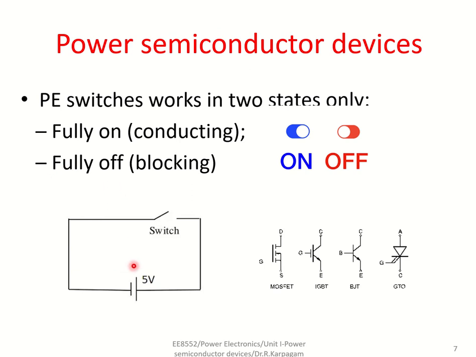Depending upon the biasing applied to the respective junctions of power semiconductor devices, it operates in conduction mode and blocking mode. Conduction mode is said to be the on state, and blocking mode is said to be the off state. On and off are the two distinct states of power semiconductor devices.